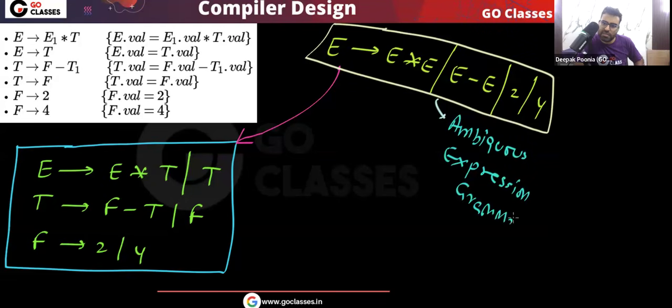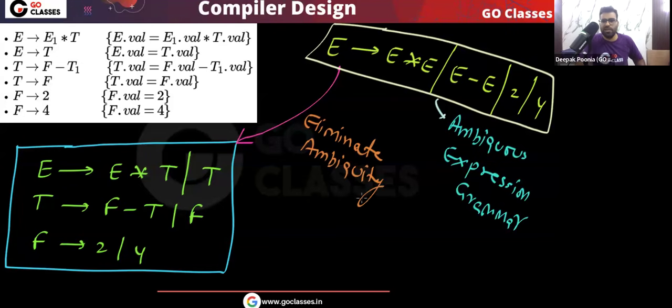Okay, correct. This is an ambiguous expression grammar. And when you eliminate the ambiguity from this ambiguous expression grammar by enforcing precedence and associativity, you will get this unambiguous expression grammar. Yes or no? You can see, when we eliminate ambiguity, then this unambiguous expression grammar you are going to get.